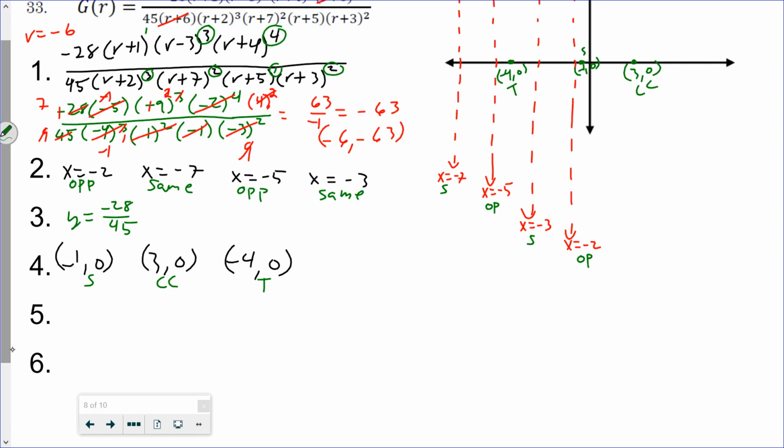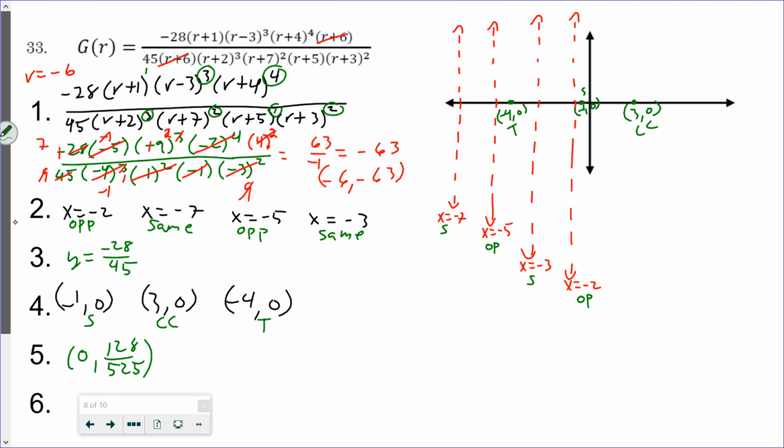Y-intercept, you plug in 0 for x, or in this case, t. And I'm not going to do this on the board, but it gets pretty ugly, but you get 128 over 525. So you plug in 0 for t, we get 0, 128 over 525. It's pretty ugly, just use your calculator for that. And that one's going to end up being, we'll put it right here, 0, 128 over 525.